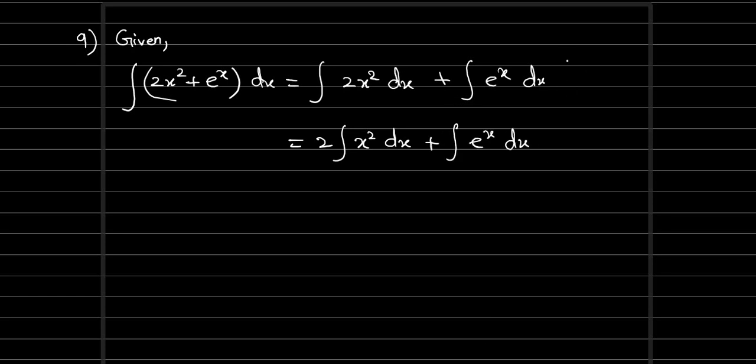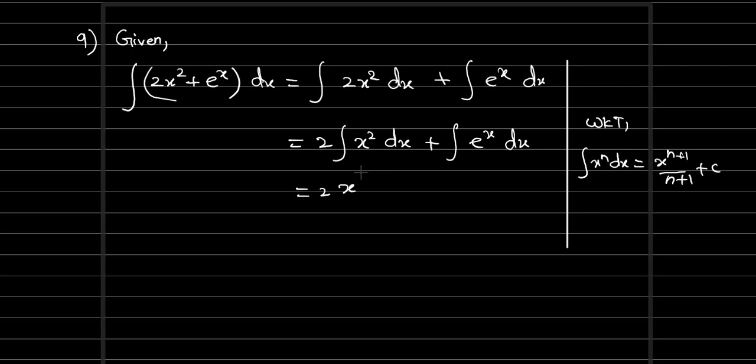Now to integrate the first term, we are going to use the x power n formula. What is the x power n formula? We have done it in previous sums also. x power n plus 1 by n plus 1, plus c. As per that formula, whatever power we have, we add 1 to that, and the same power we repeat in the denominator. That's all. Integration of the first part is done.